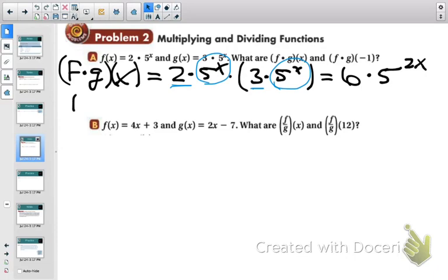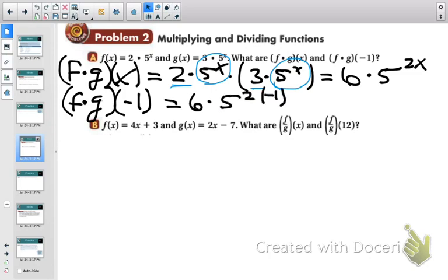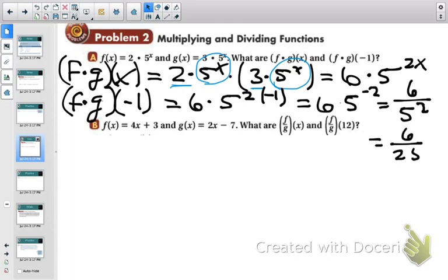Okay, then we plug in negative 1. So f times g of negative 1 now. So we get 6 times 5 to the 2 times negative 1, which is going to be 6 times 5 to the negative 2. And then remember, if it's a negative exponent, it becomes a fraction. So the 6 stays on top. 5 to the 2, now positive 2, goes on the bottom, which is 6 over 25. And that is simplified. 6 doesn't go into 25, and they don't have any common factors.